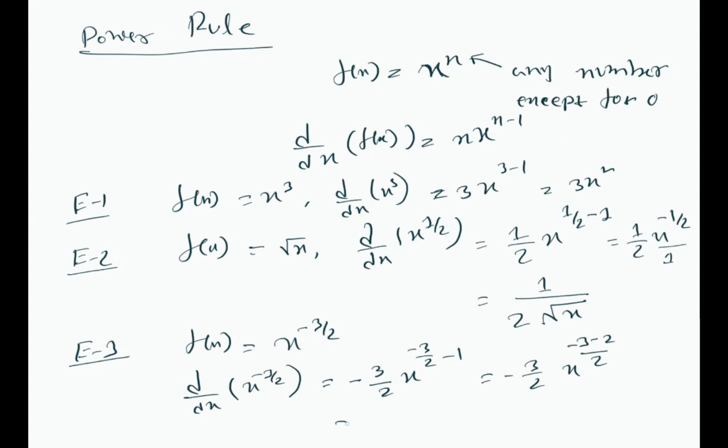So we can simplify it. We can write negative 3 over 2 x to the power negative 5 over 2, and we can simplify it: negative 3 over 2 times the square root of x to the power 5 in the denominator. Okay, this is the answer for this question.